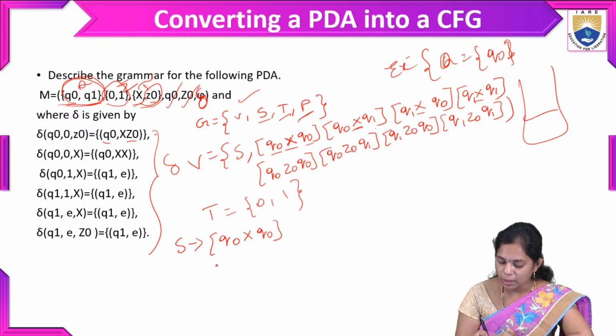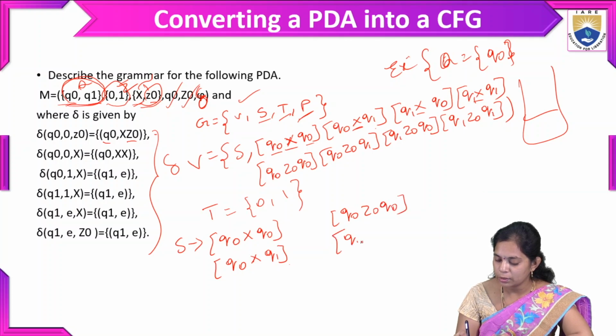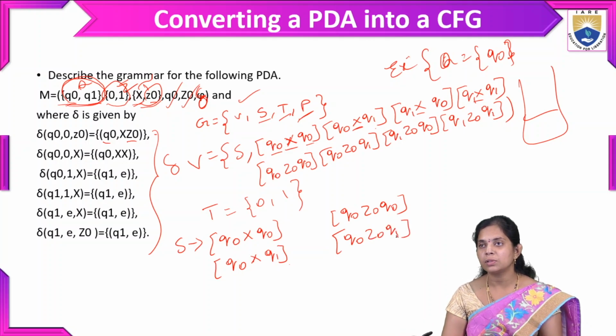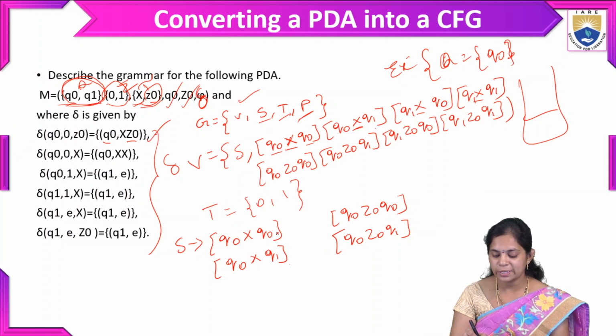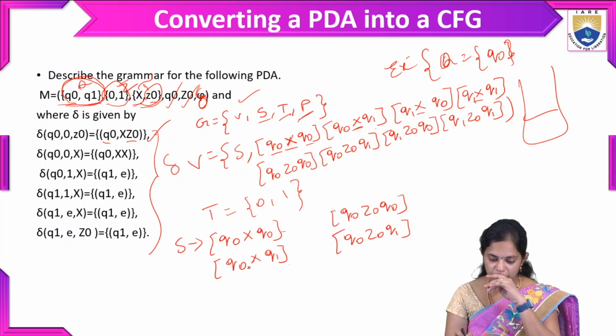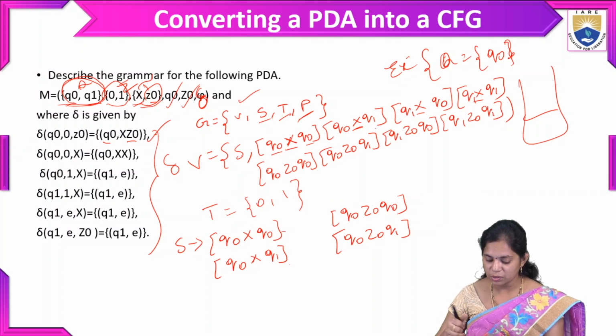So here, while taking S tends to, we have the combinations like Q naught, X, Q naught, and also we have Q naught, X, Q1, and this is the first one. And also we have the values Q naught, Z naught, Q naught, and Q naught, Z naught, Q1. So these are all the values. So how to design this one? Take the first production. S we already have. So first, the transition functions we will write.